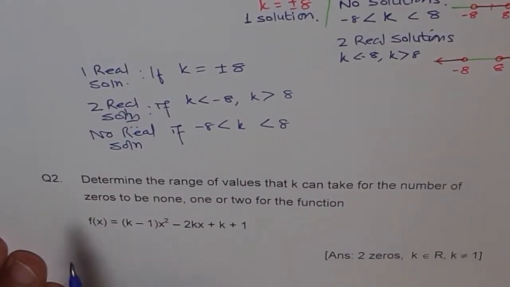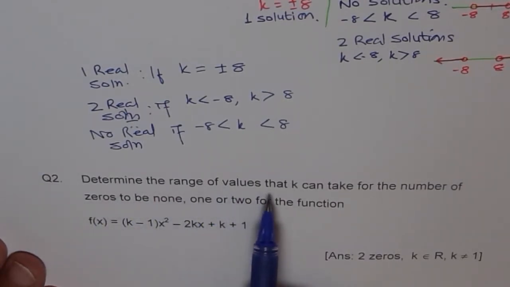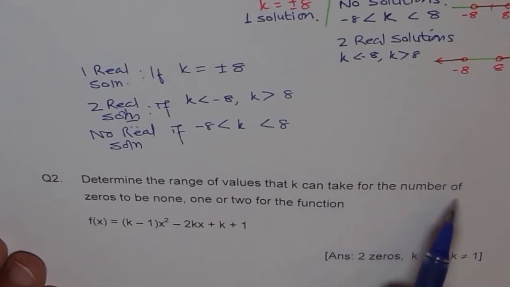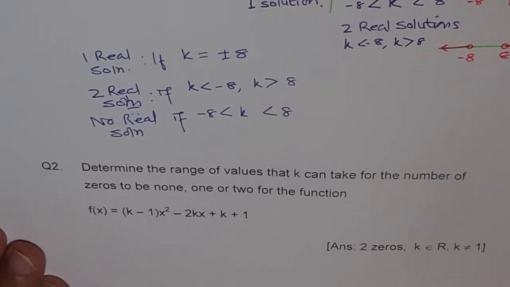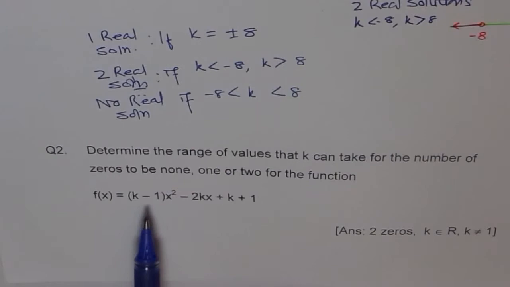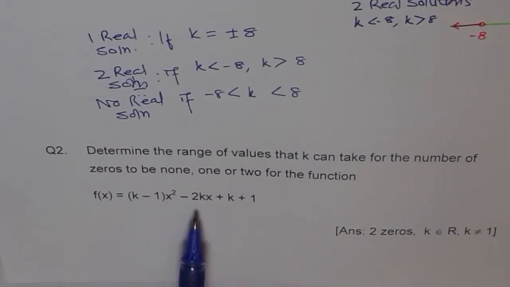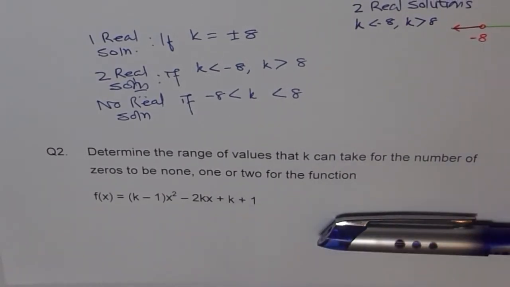Now question number 2 is: determine the range of values that k can take for the number of zeros to be none, 1 or 2 for this given function, right? So do you see the function? f(x) equals (k minus 1)x squared minus 2kx plus (k plus 1), correct? I've given the answer here also, but don't concentrate on the answer at present. See the problem. Now here, how are you going to do it?